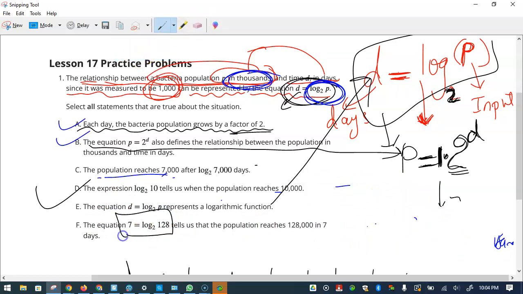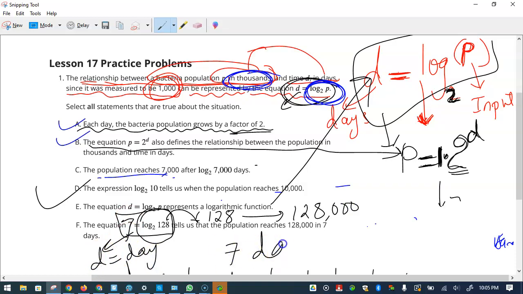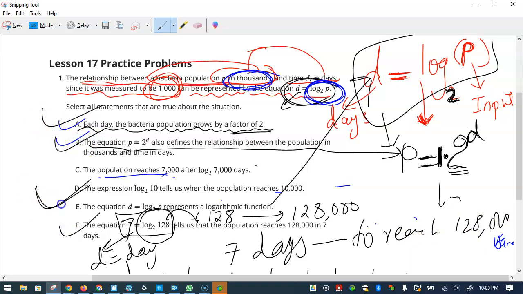what does this mean? Basically, in the logarithm, the input is 128, which basically means 128,000. The output is this number, which is D, the days. So it takes 7 days for the population to reach 128,000. So that's correct. So you have D, E, and F. So the only wrong answer is this one.